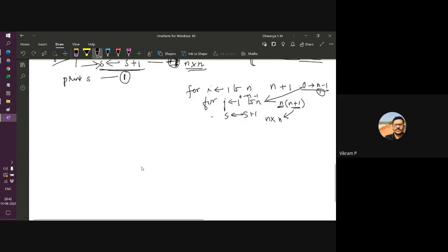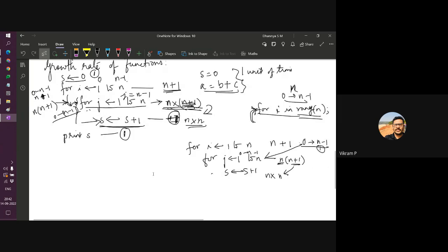So we take 10 raised to 7. For what? No. Just one second. Okay, let us just finish this one step. So what is the time complexity is what we are trying to figure out, right?